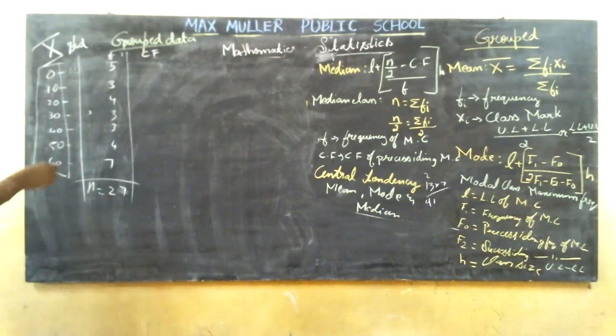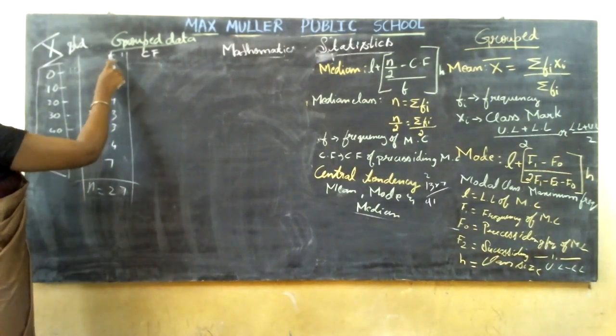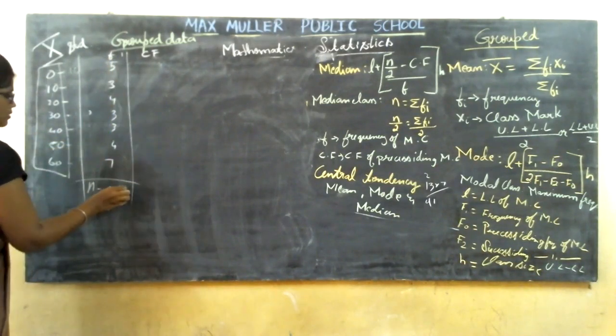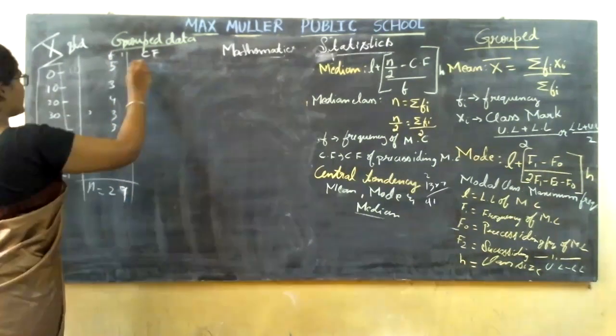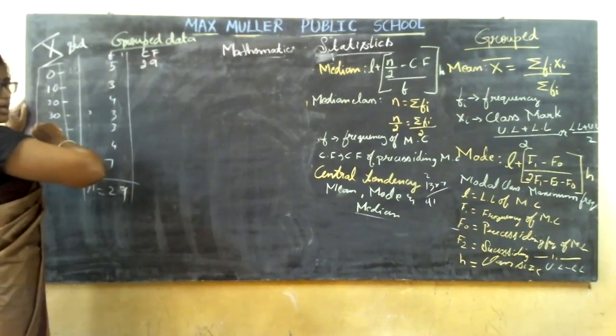8, 9, 10, 11, 12, 13, 14, 15, 16, 17, 18, 19, 20, 21, 22, 23, 24, 25, 26, 27, 28, 29. 29 itself. So you are going to write this as the first number, 29. Now what are you going to do?